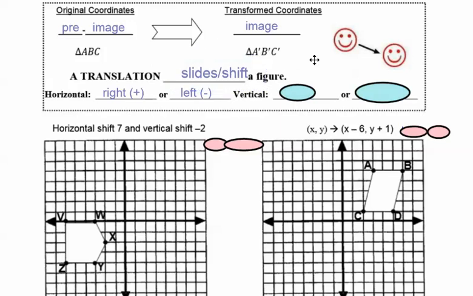If we have a vertical translation, that means we're either going to move up or move down. If it's a positive vertical shift, we're going to move up. If it's a negative number for a vertical shift, we're going to move down.